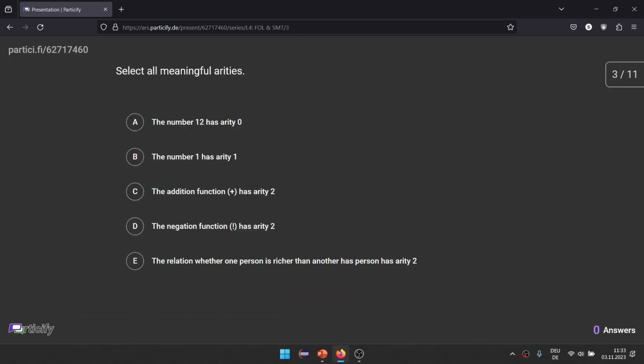There are some statements about arities, and you should select all the correct, meaningful ones. It says here the number 12 has arity 0, or the number 1 has arity 1. And remember, arity is how many parameters it takes in our framework.